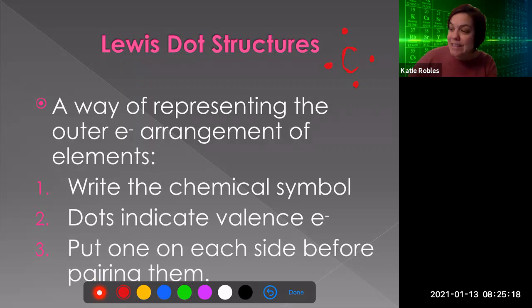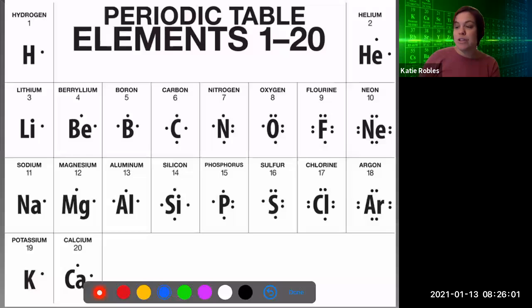Oxygen has 6 valence electrons. We would draw its Lewis dot diagram like this: 1, 2, 3, 4, and now we can pair them: 5, 6. So you can see there that oxygen has 2 paired electrons and 2 unpaired electrons, which is going to make us start to see patterns. We know that electrons like to pair up, right? So carbon likes to bond 4 times because of those unpaired electrons. Oxygen likes to bond 2 times because it has 2 spots for unpaired electrons. We'll get into that later, but it's good if you start visualizing.